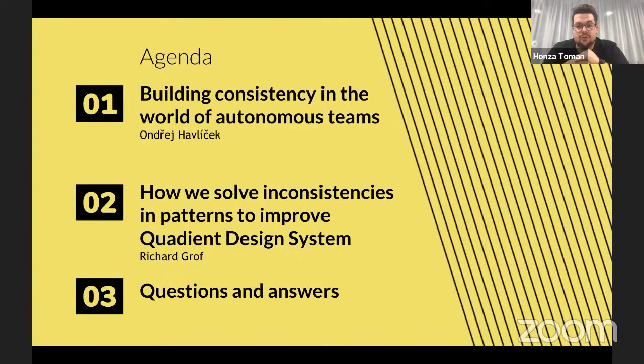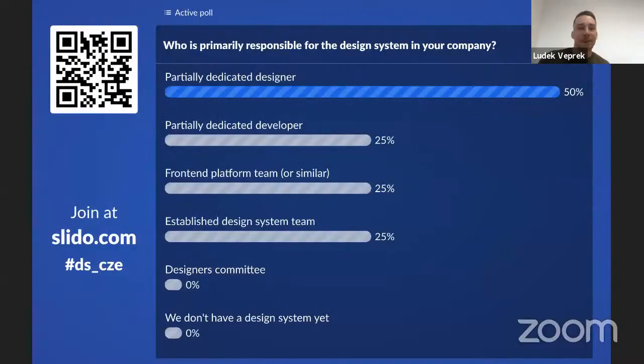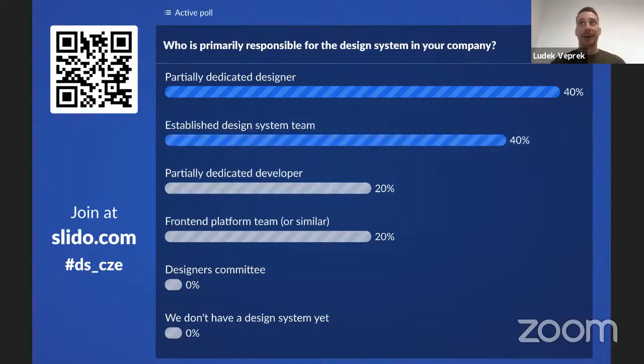And I will give the word to Luděk now. Thanks a lot. So first things first, let's look at the question and its answers. It looks like we have for now 4 answers to the question, who is primarily responsible for the design system in your company? From the answers, it seems that the majority of people have a partially dedicated designer or developer, and there is also one answer for a front-end platform team and one for an established design system team, just for the product design system.